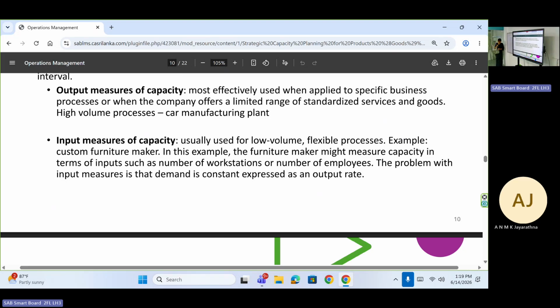Then write down examples. You can write down customized furniture makers, designer wear shops, and service organizations like hospitals.